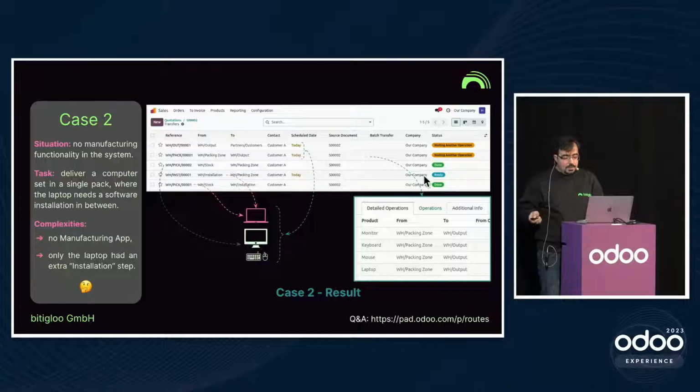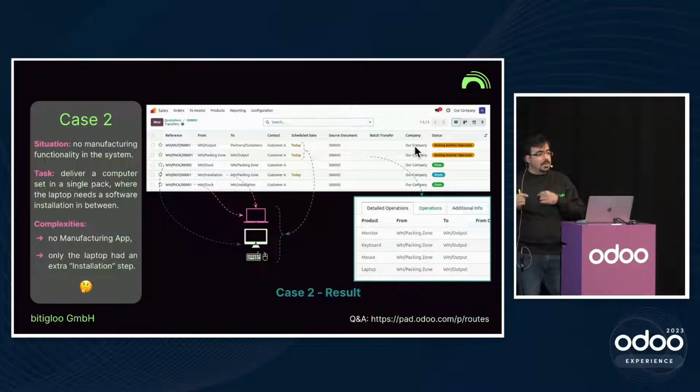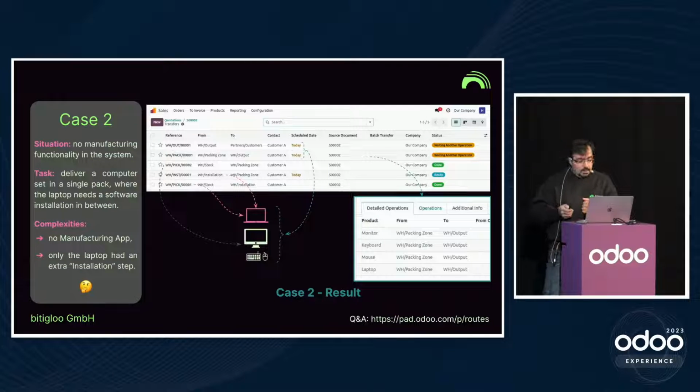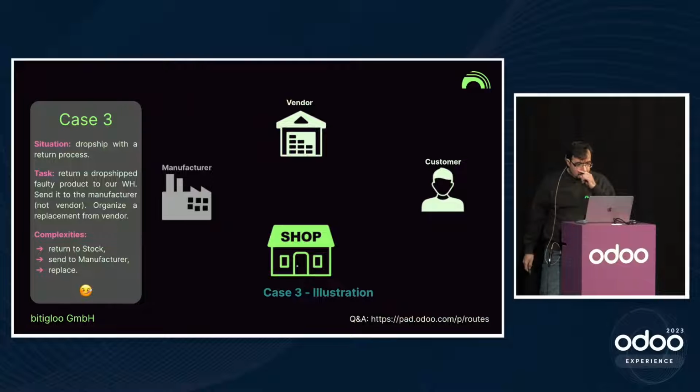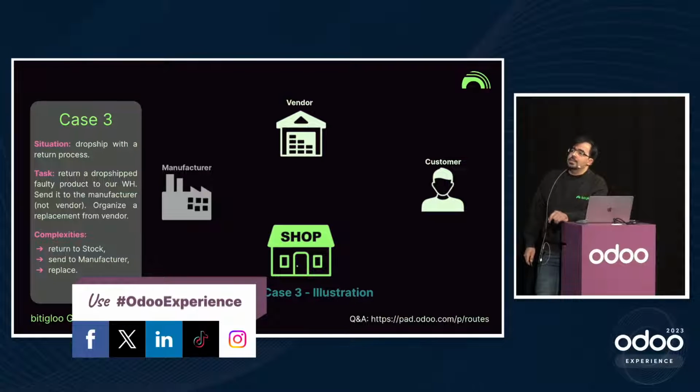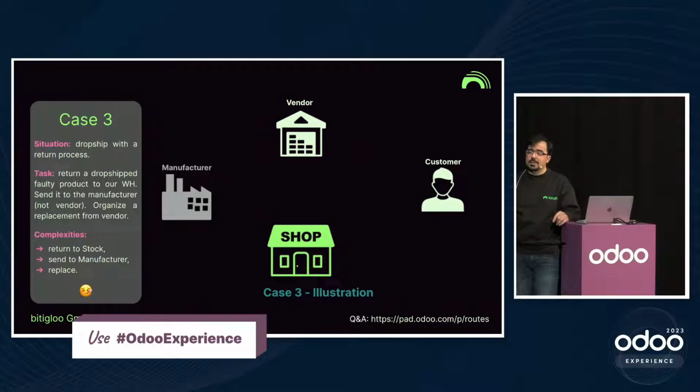So if you also see here the status, this one is ready, but these ones are waiting for another operation. This is because of that option that we activated, set to true, in the other information on the sale order. So now let's go to case 3, I'm sorry. Case 3, I mean, it looks very simple, but it is a little difficult.